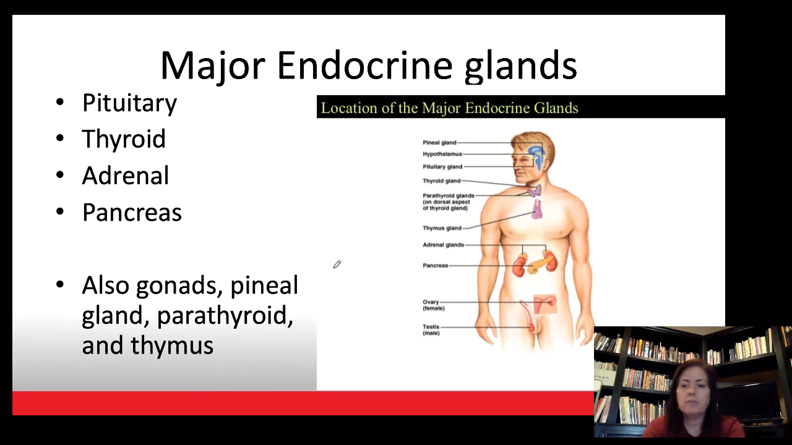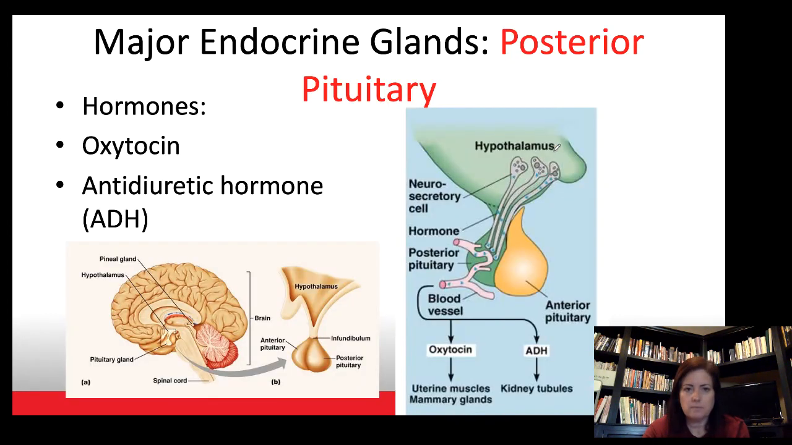Okay, here's some examples of major endocrine glands in the body. And what I've done is I've pulled out some of the major ones that we're going to talk about. Another thing to note, this is kind of interesting, is that endocrine glands are located all throughout the body. They're located in very diverse areas. So this is one of the organ systems that's really spread out throughout the body. So here's our first major endocrine gland.